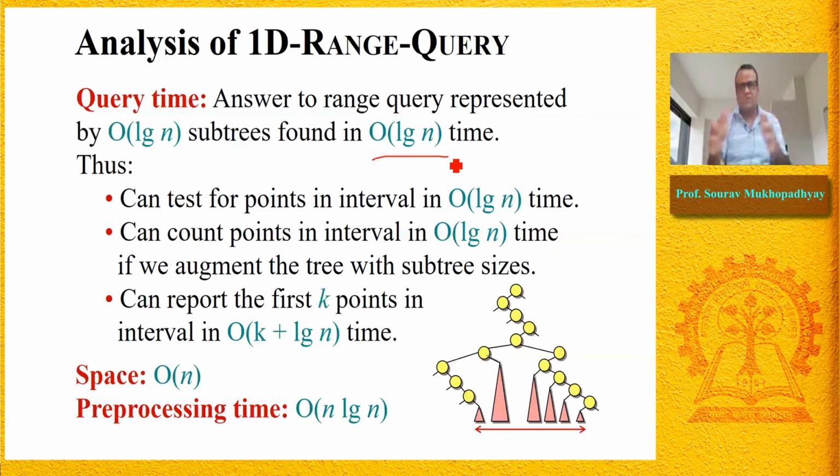So basically we are traversing and we are outputting some subtree. So the time complexity will be order of log n. Order of n log n will be for constructing the tree. That is okay. But order of log n is the time for traversing.